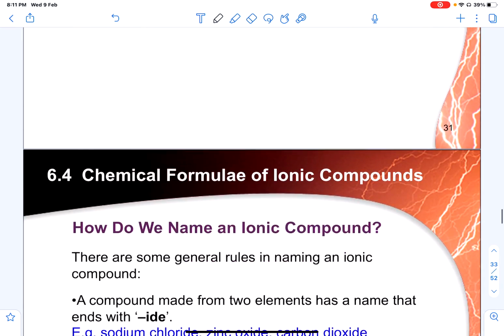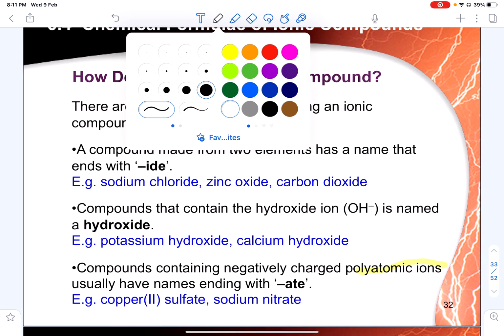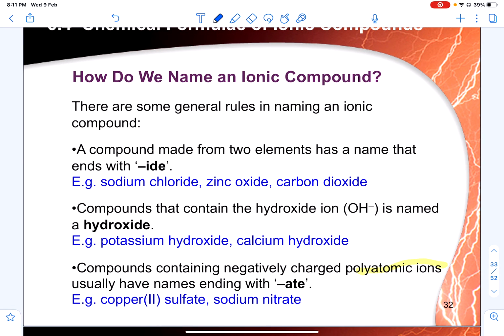Finally, we look at the chemical formulas of ionic compound. How are we able to name the ionic compound? Generally, there's a few rules. Number one, if a compound is made of 2 elements, you will generally have a name that ends with IDE. For example, if you use chlorine in the periodic table, you end it with IDE. Oxygen, it'll be not zinc oxygen, but zinc oxide, OXIDE. Then, of course, compounds that contain a hydroxide ion, OH minus, we tend to end it with hydroxide. This one you will learn more in your alkalis, in the acid and base chapter.